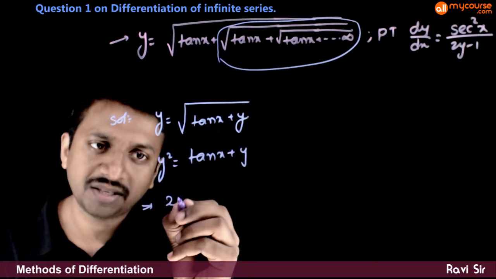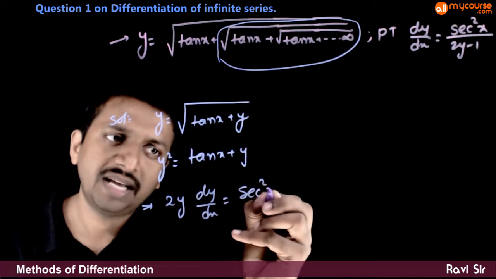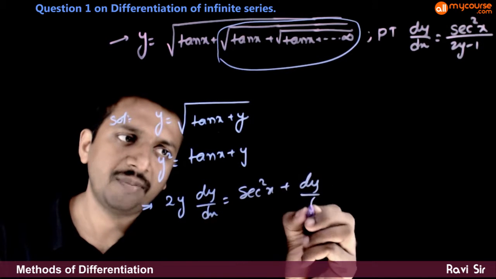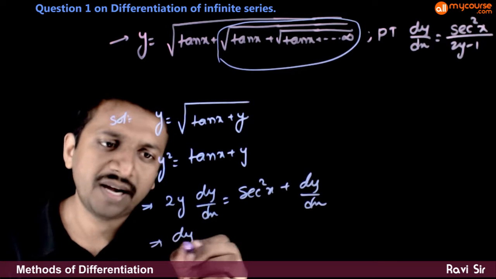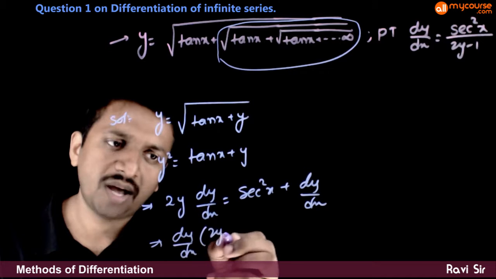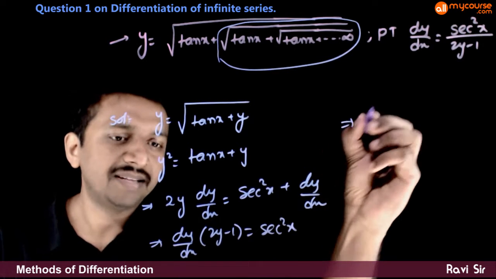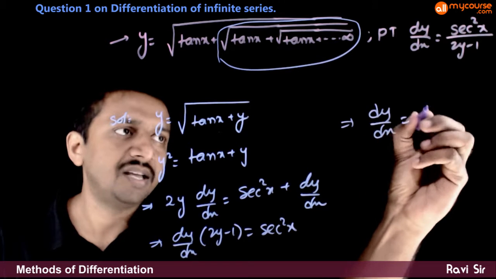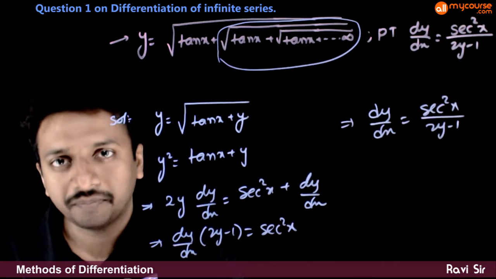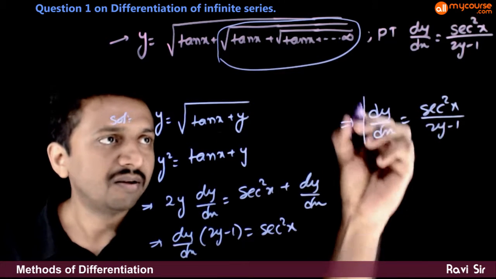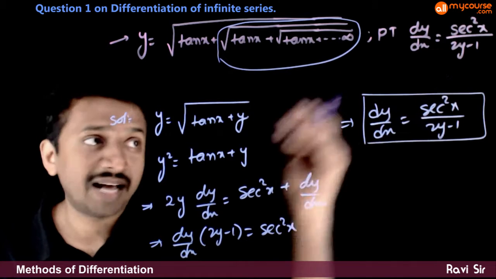Now if you differentiate this, 2y dy by dx is equal to secant square x plus dy by dx. So if you send the dy by dx term here, dy by dx times 2y minus 1 is equal to secant square x. This implies dy by dx is equal to secant square x by 2y minus 1. So this will be the function dy by dx, which is what you're asked to choose.